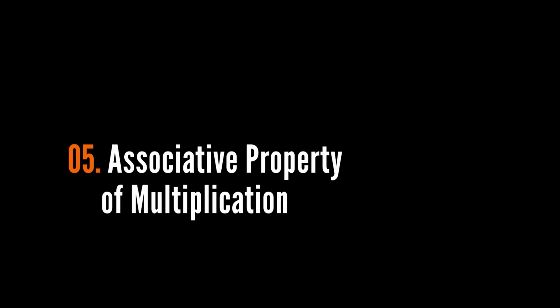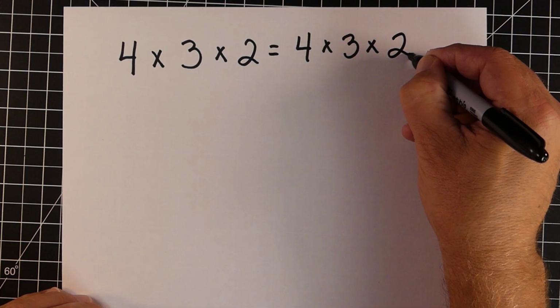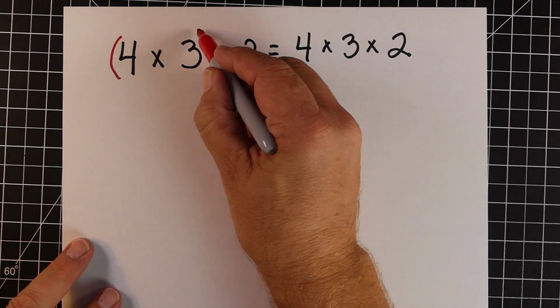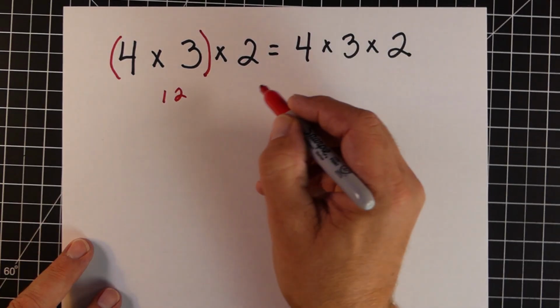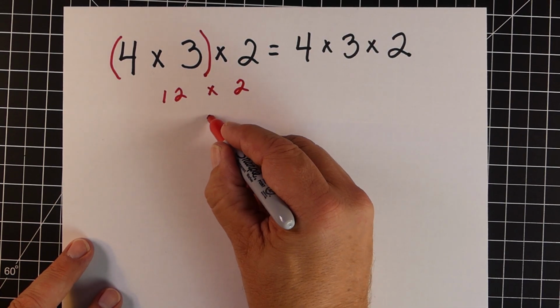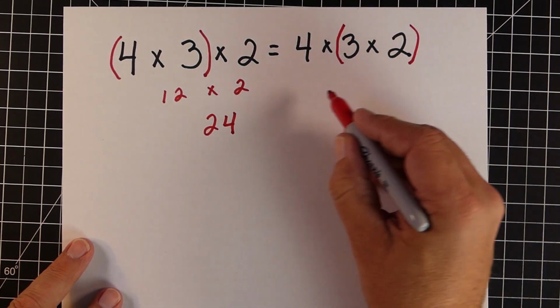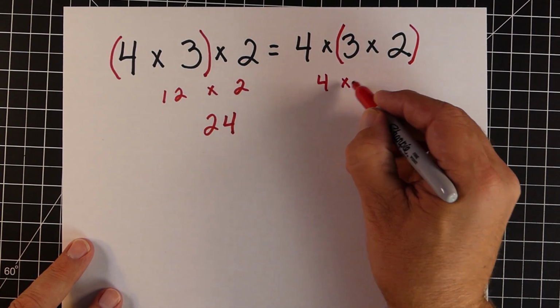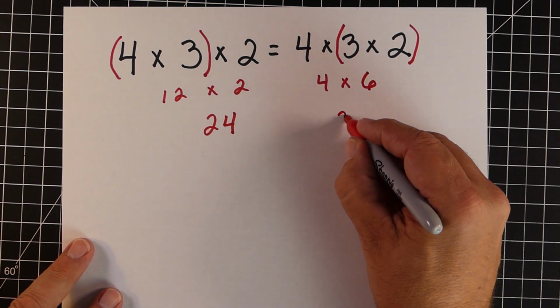The next property is the associative property of multiplication. And this is very similar to the addition property. If we have three numbers, like in this case, 4 times 3 times 2, on both sides, we can group them either way and get the same answer. So on the left side, we're going to group the 4 and the 3 together first and get 12. 12 times 2 is going to equal 24. On the right side, we're going to multiply the 3 and the 2 together first, which will equal 6. 4 times 6 is also going to equal 24.